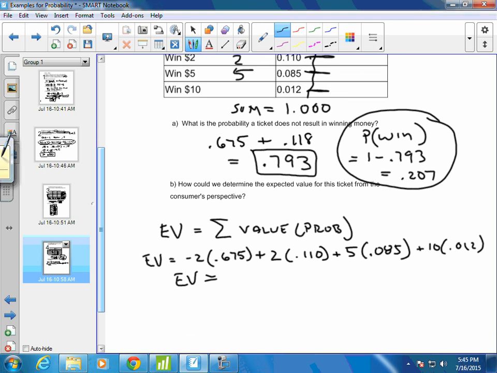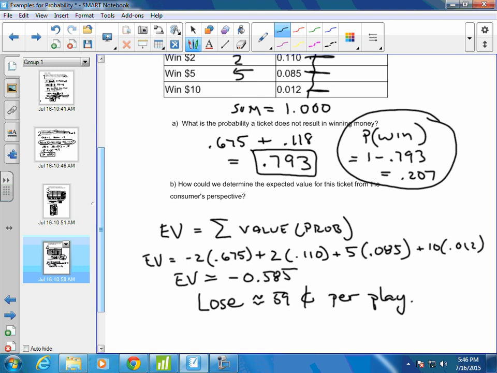Check me on this when you have time. Grab a calculator. Make sure I'm not hitting the wrong button here. I'm getting -0.585. Negative makes me happy because every lottery game is offered for a loss at the player's expense here. So the negative means the player is expecting to lose. So we expect to lose approximately 59 cents per play. The expected value would basically tell me, as a player, my long-run expected average of buying this ticket.